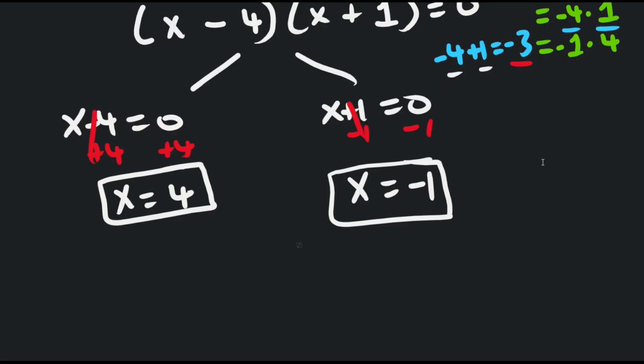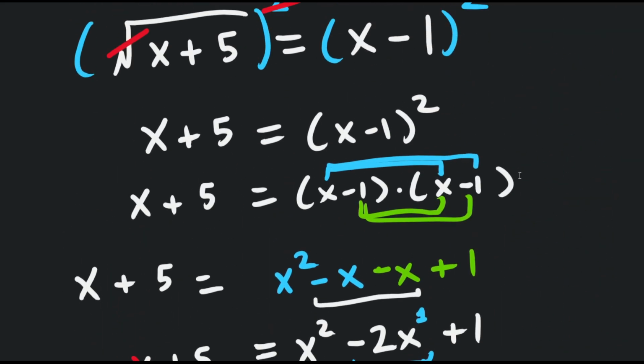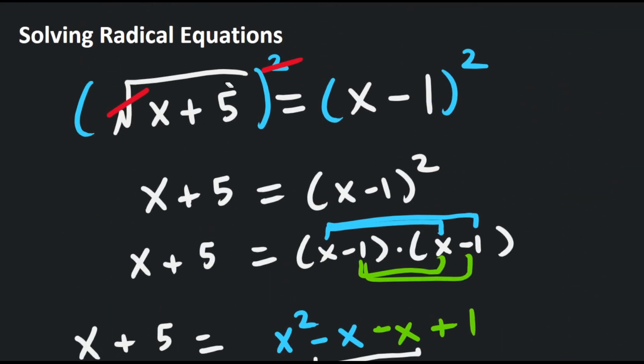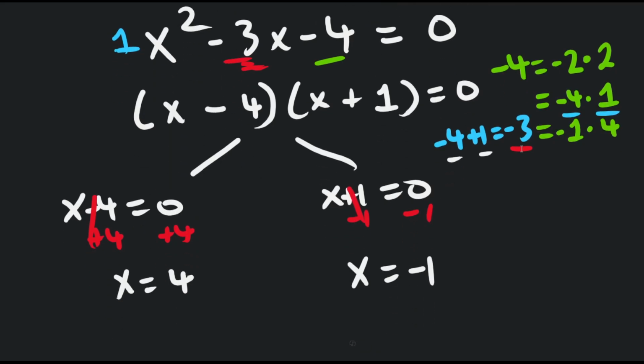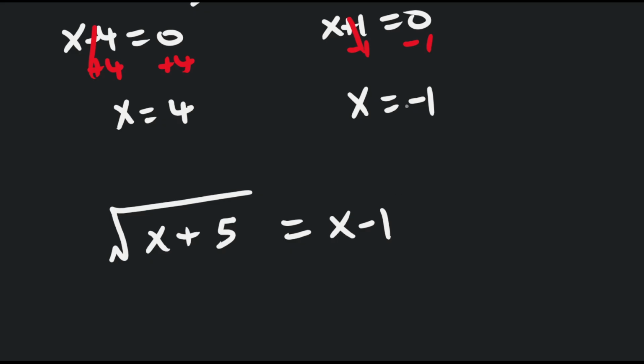Now we have to be very, very careful. We are actually not done. Even though it looks like we've solved for x, with x equals 4 and x equals -1, the thing is, with radical equations, let's rewrite the original problem down here: square root of x plus 5 equals x minus 1.